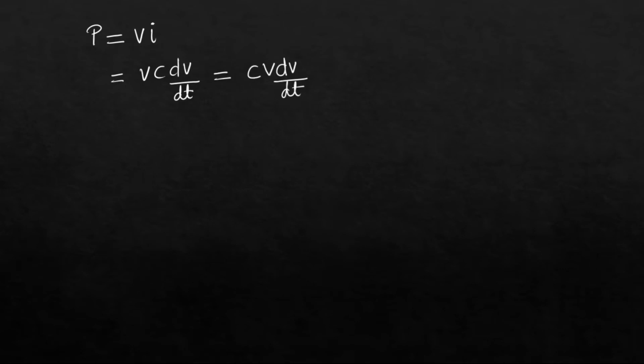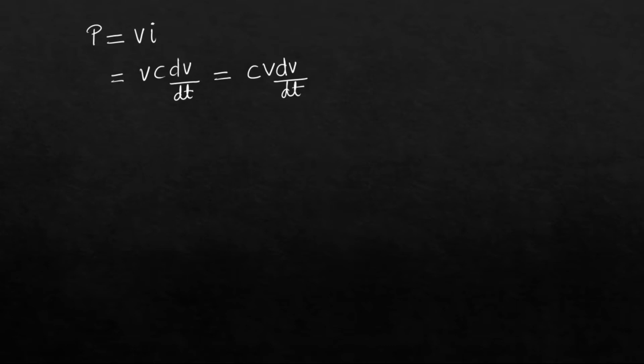Now let us find out the power in a capacitor. As I told you, power is nothing but V into I. So put the value of current, I is equal to C dV by dt. So you get CV dV by dt. Okay, this is the expression of power, or this is the instantaneous power in the capacitor.